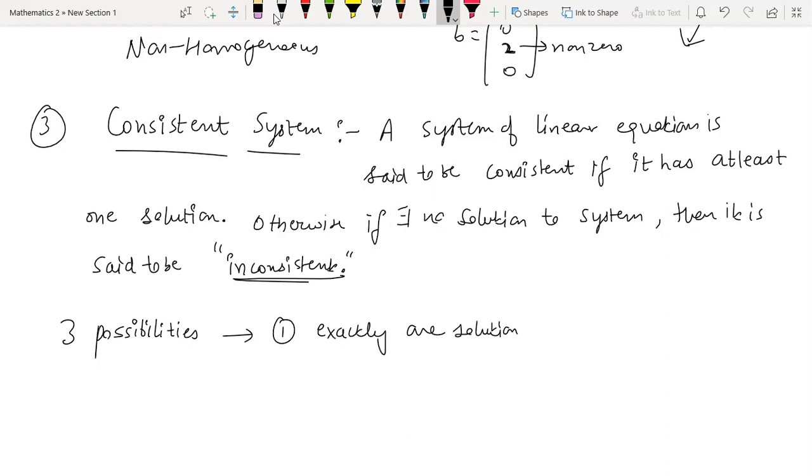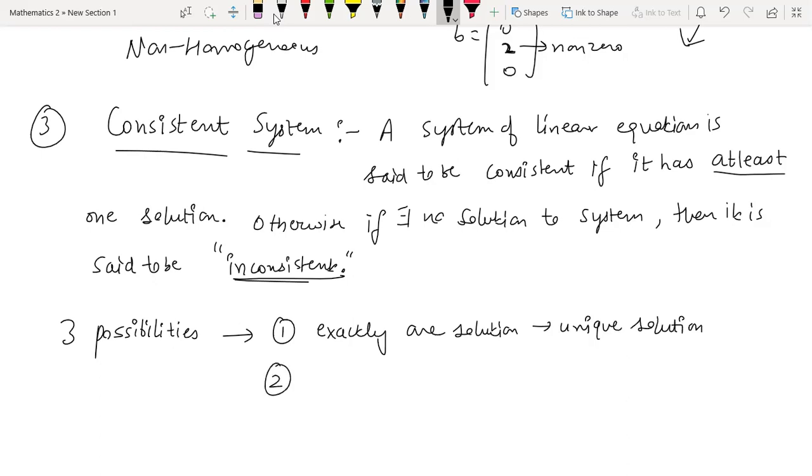Just like here I told you, it has at least one solution. So the word "at least" means there can be one solution, there can be more than one also. So it has exactly one solution. In this case the answer is given like the system has a unique solution.